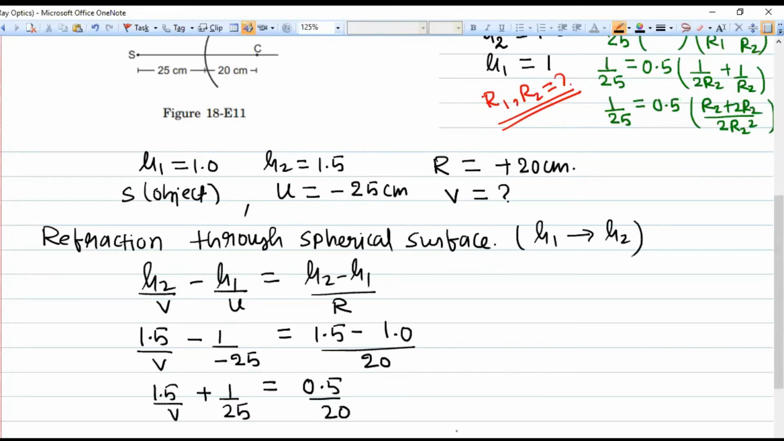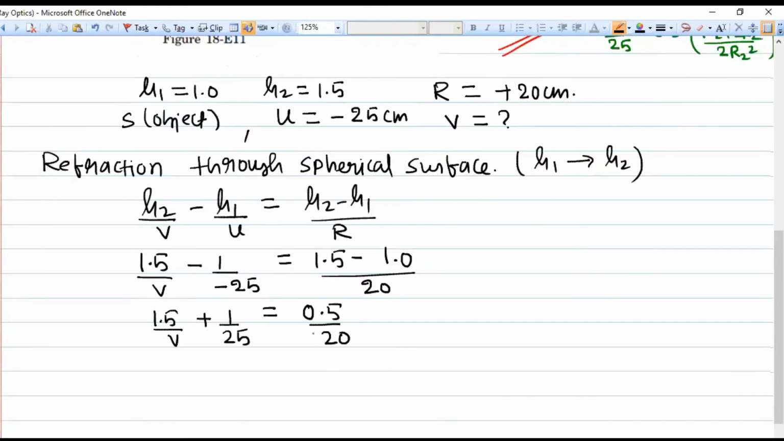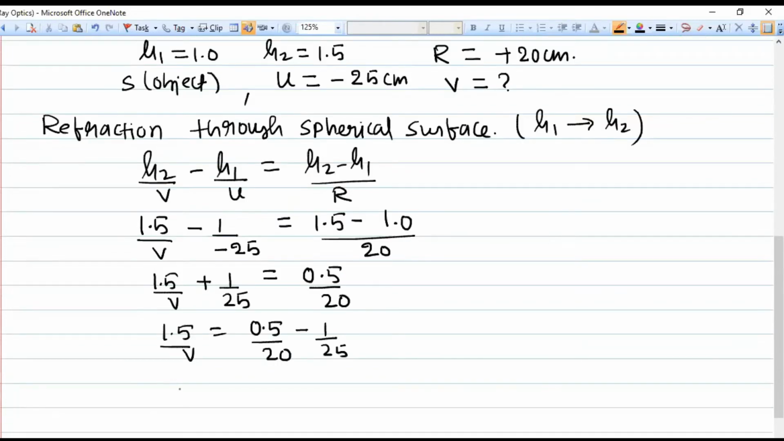If you solve this problem, it will become 1.5 by V equals 0.5 divided by 20 towards the right, and 1 by 25 will be negative, minus 1 by 25. You can cross multiply. Very simple to solve the fraction. Just cross multiply: 25 will be multiplied with 0.5 minus 20 multiplied with 1, divided by 20 into 25.